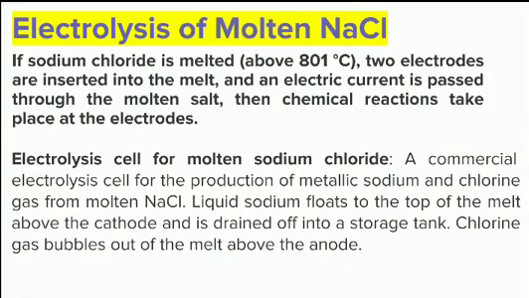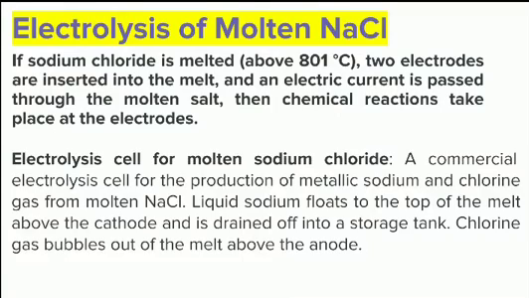First, electrolysis of molten sodium chloride. If sodium chloride is melted above 801 degrees centigrade, then two electrodes are inserted into the melt and an electric current is passed through the molten salt, chemical reactions take place at the electrodes.